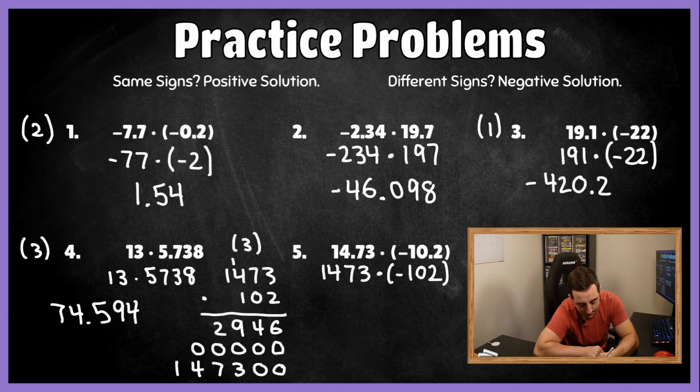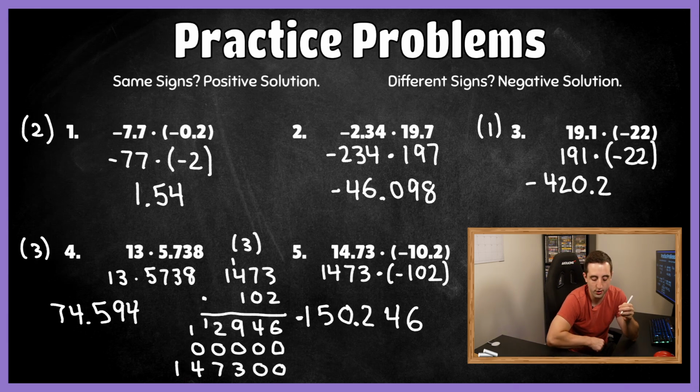So 6 plus nothing is 6. 4 plus nothing is 4. 9 plus 3 is 12, so put a 2, and then we carried that 1 already. 7 plus 2 plus 1 gives us 10, carry the 1. 4 plus 1 is 5, and 1 plus nothing is 1. And then there's 3 numbers behind the decimal point, and then we want to make sure that it's negative. So negative 150 and 246 thousandths.